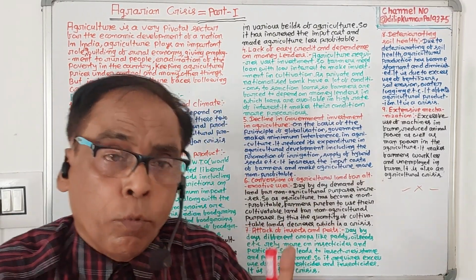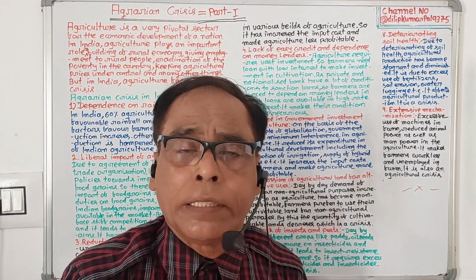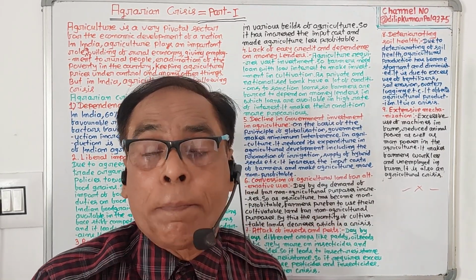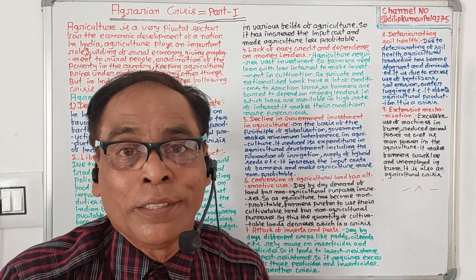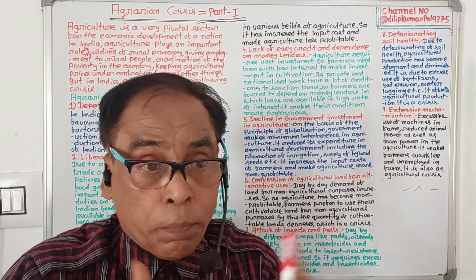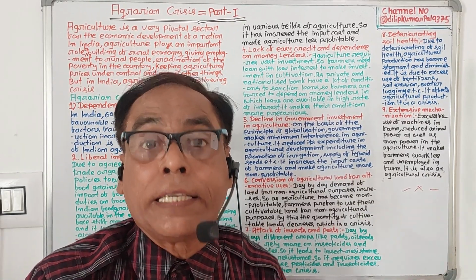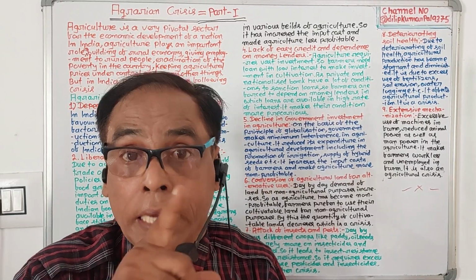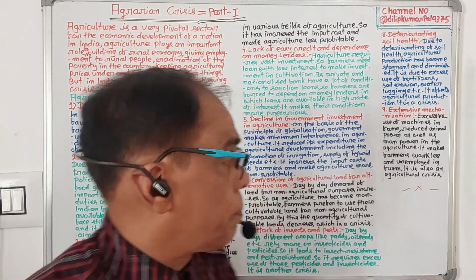So day by day, more and more insecticides and pesticides are used in the cultivable land. Nowadays more and more insecticides and pesticides, which are a type of chemical, are used on the plants. It is another problem of Indian agriculture.